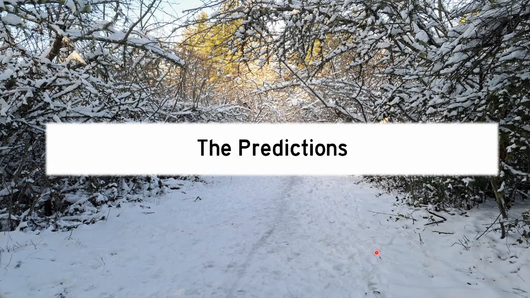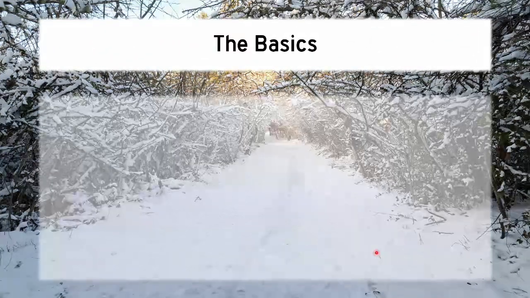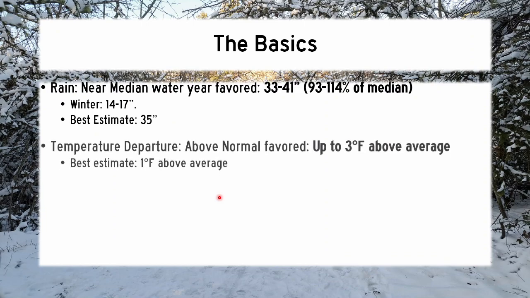So, on to the predictions. Starting off with the basics here. The water year, I'm predicting a near median water year favored, though I did raise the prediction compared to the October prediction, with now the new prediction being 33 to 41 inches, or within about 10% of the median, with winter being slightly increased to 14 to 17 inches. My best estimate is 35 inches for the water year.